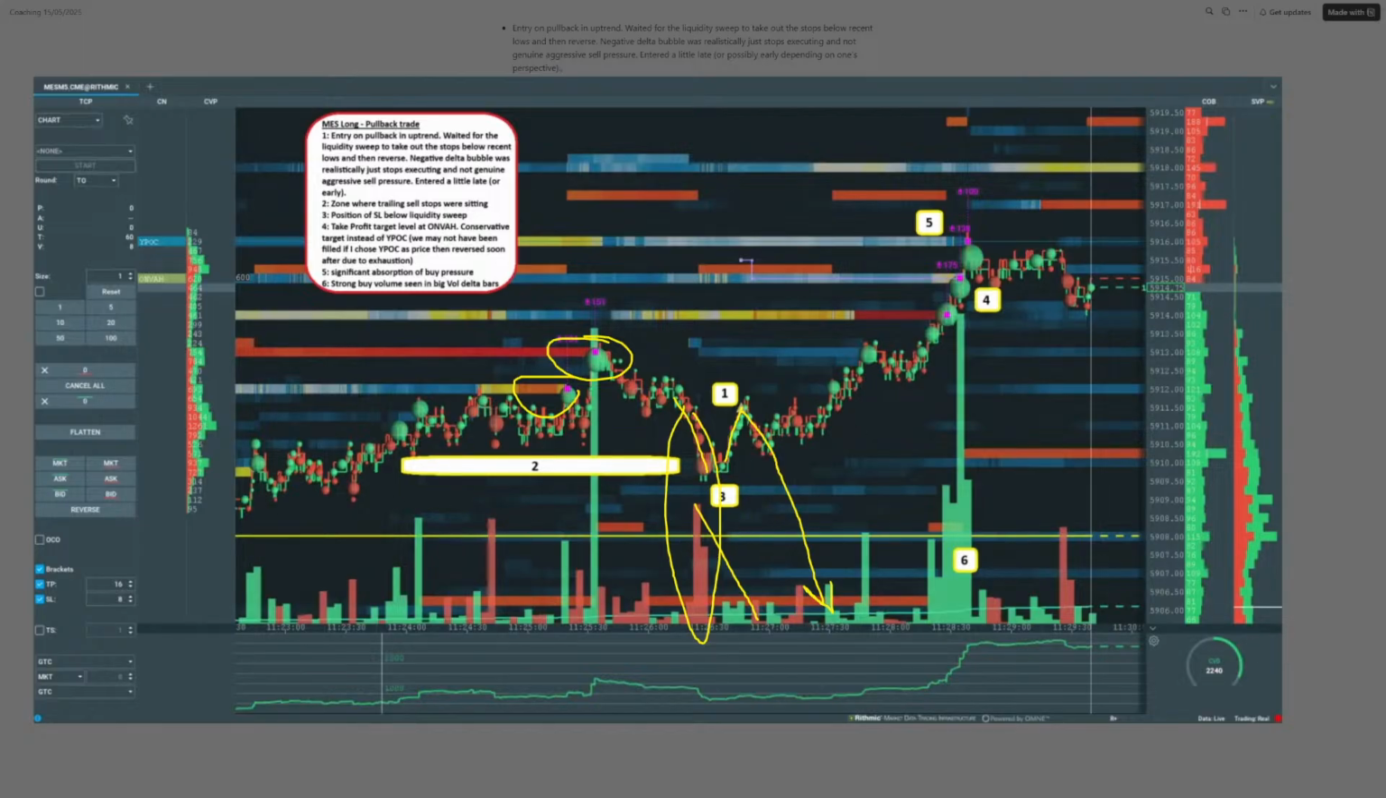Where I do see it change is right here, that's where we're back up above that selling, and we see more buyers and more buying interest.